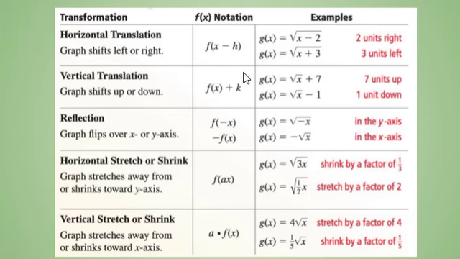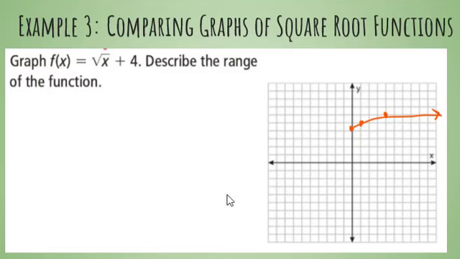This page has just some more notes, and it basically goes over all of these transformations that we've been looking at since chapter 3. They've shown up a couple of times in our different types of functions, and all those transformations apply again in our square root functions. So this is something that you've already learned about a few times. Now we're just going to be applying them to our square root functions.